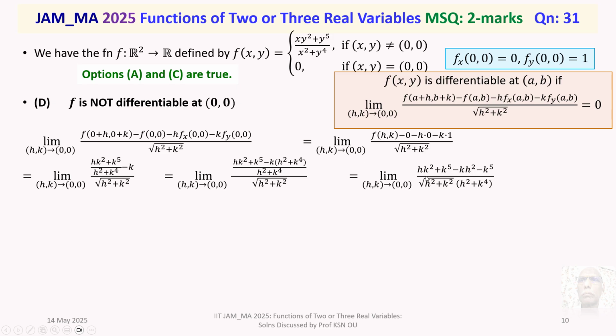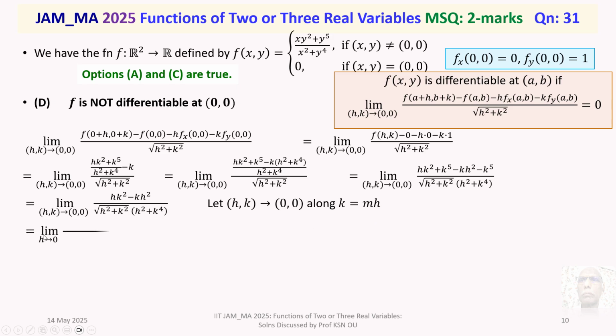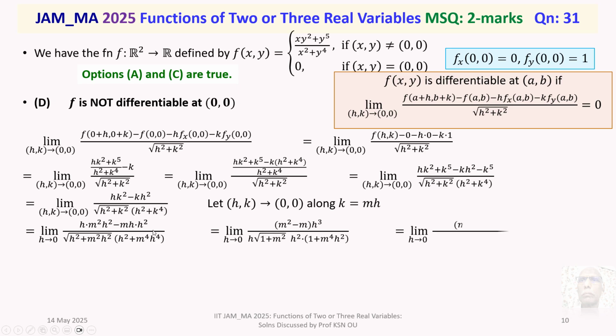k to the power of 4 cancels, and we get limit h comma k tends to 0 of hk square minus kh square by the square root of h square plus k square into h square plus k to the power of 4. Let h comma k tend to 0, 0 along k is equal to mh, like y is equal to mx. Now substitute here: limit h tends to 0 of h into, wherever there is k, substitute mh. Now you will simplify.